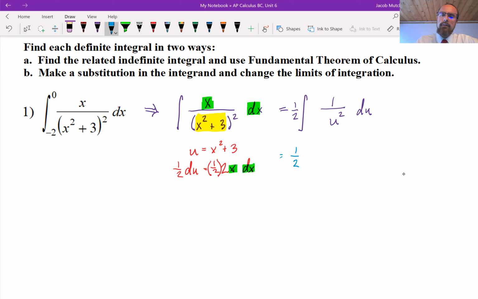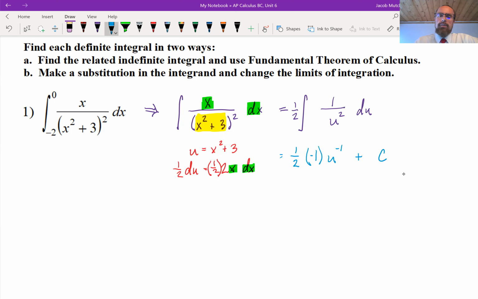So this is going to become 1/2. And then this u to the power of 2, if it's in the denominator, I can treat it like u to the power of -2. So the antiderivative for u to the power of -2 would be u to the power of -1. But I need to include a -1 over 1 to cancel that, since I have no coefficient here in my integrand. Plus c, since currently it's an indefinite integral.